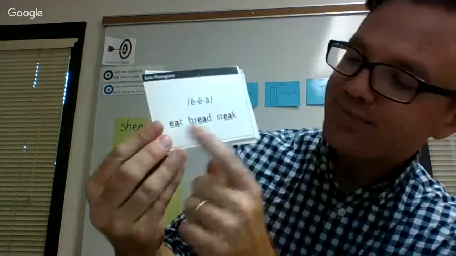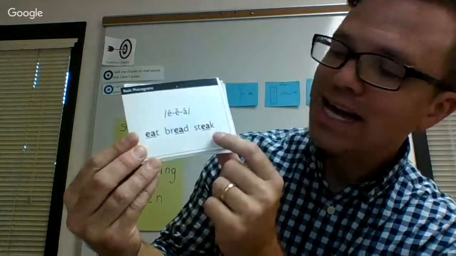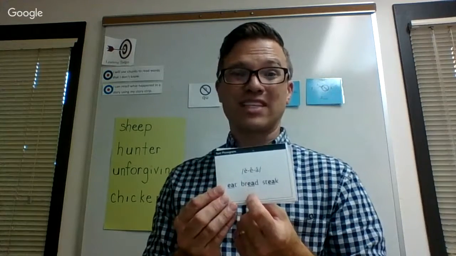E, A. Now look at the back of my card. E like eat. A like bread. A like steak. Oh, I like steak. Okay? Now the A is not very common. There's not many words that have that A sound. But you need to know, especially for words like bread, dead, that kind of thing.